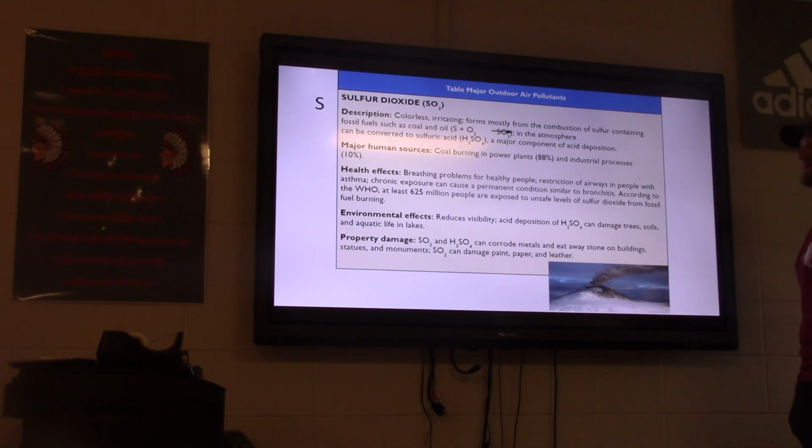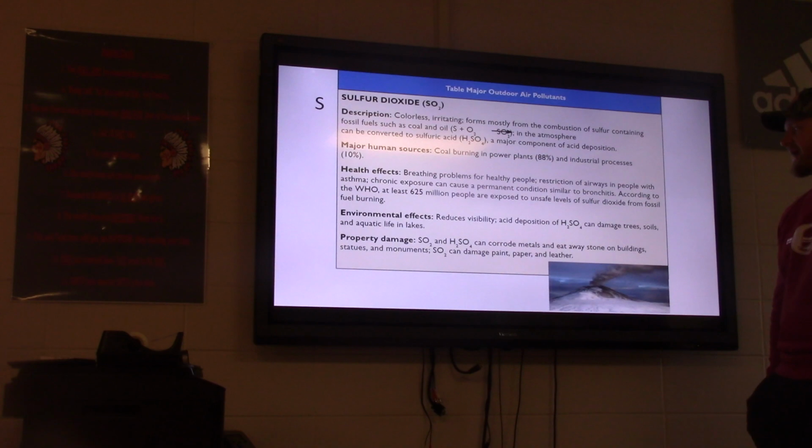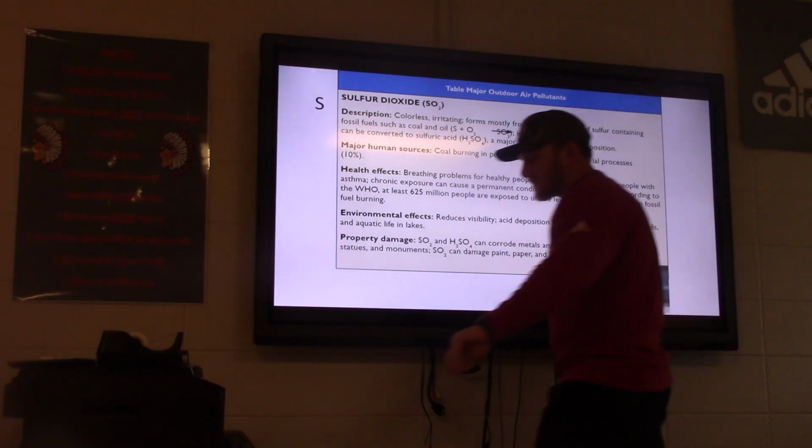Some environmental impacts, we reduce our visibility. The deposition of the sulfuric acid damages trees and soils and aquatic life in lakes. Some of the different things it can do: it can eat away at metals. It can eat away at stone. It can damage paint, paper, and leather.